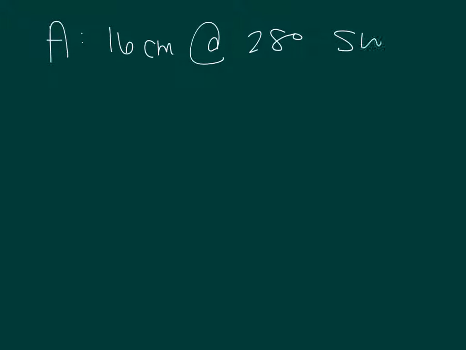All right. Let's say that we have three vectors, A, B, and C, that we're going to add together. And let's say that vector A has a length of 16 centimeters and at an angle of 28 degrees, let's say southwest. At.